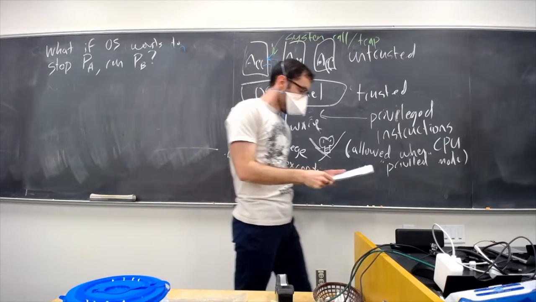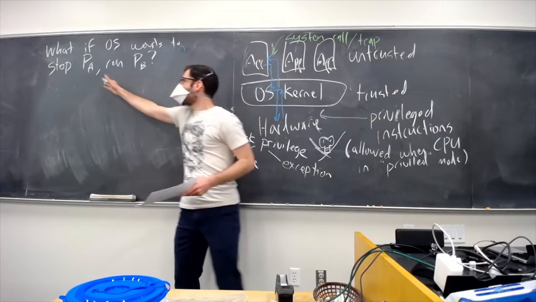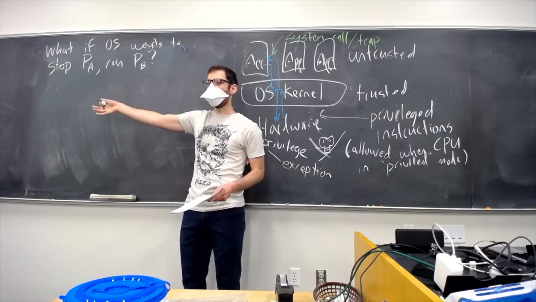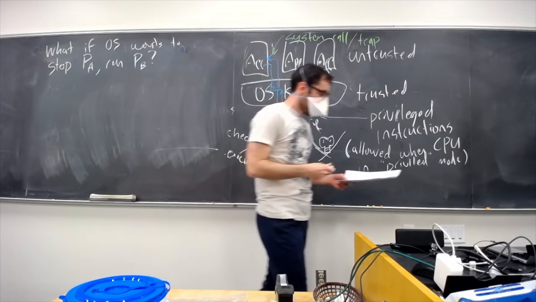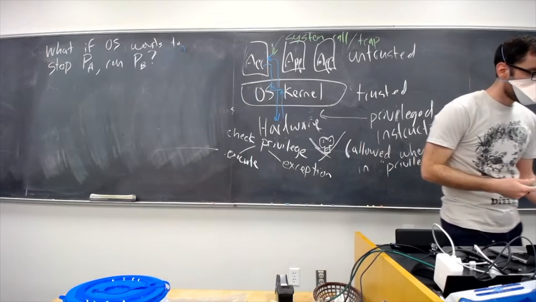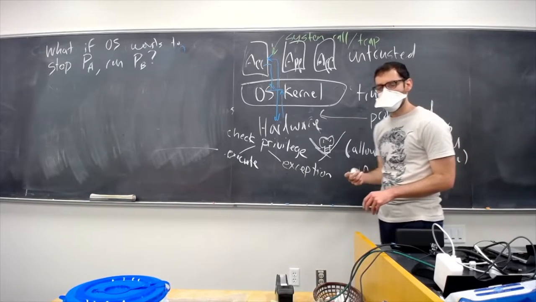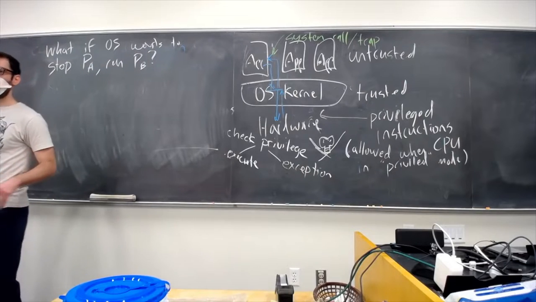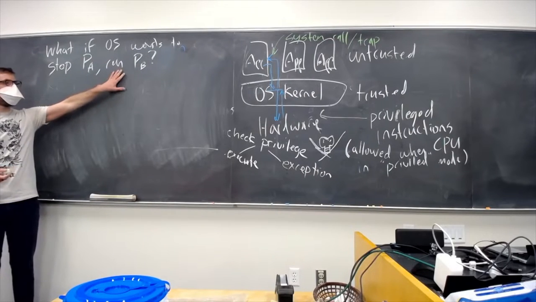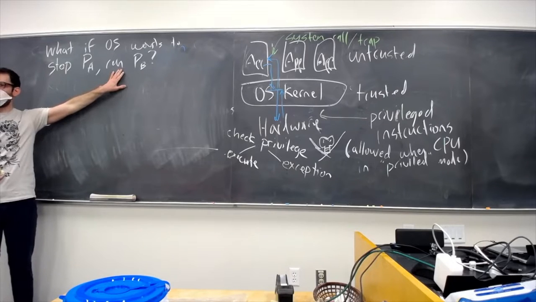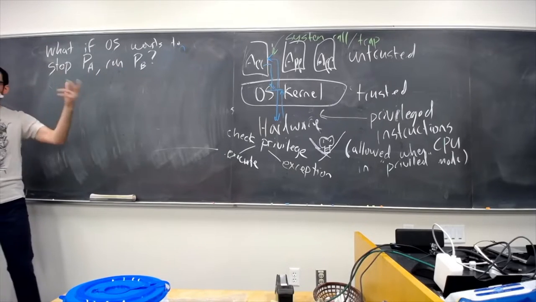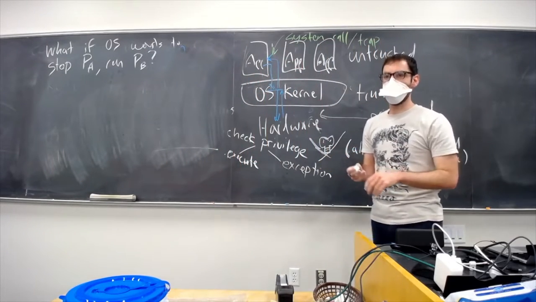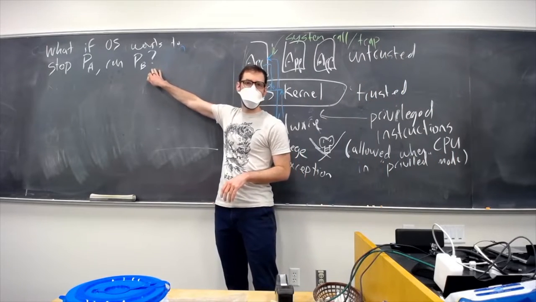So, for example, maybe process A is in an infinite loop, and it's just never going to give the kernel control. So, I'd like you to take a couple minutes and brainstorm with your neighbors how the operating system might confront this problem. Like, what thing might we need to add to our conception of what an operating system can do in order to answer this question?